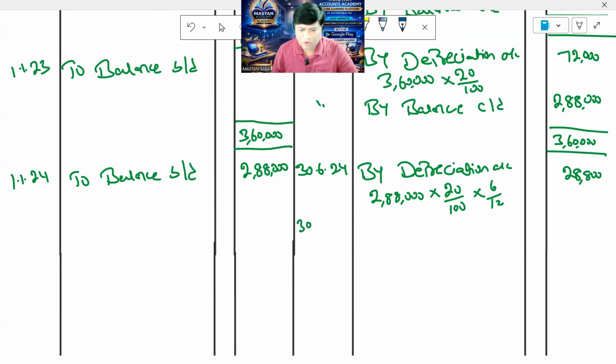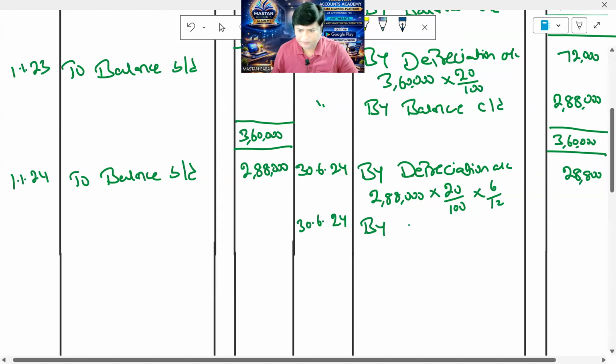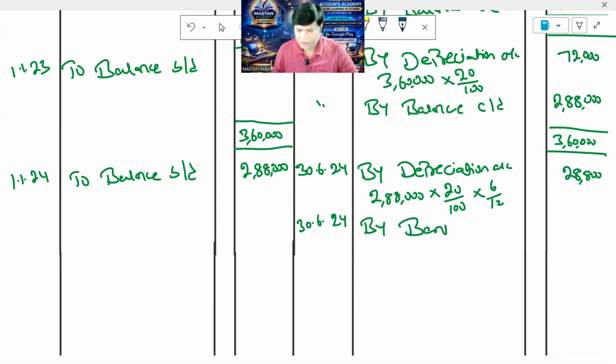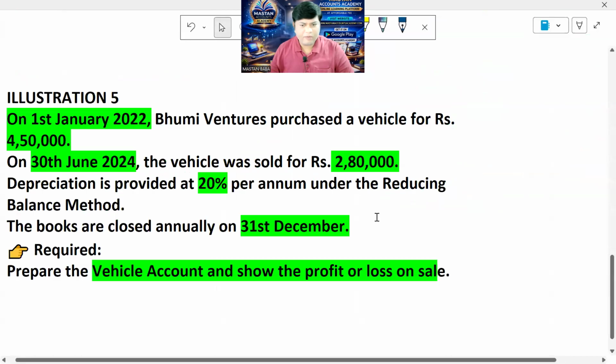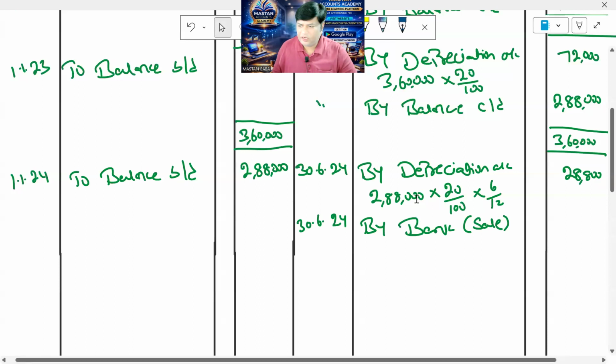Immediately write the sold value, 30th June 24 by bank, within bracket write sale value. The sale value I think is 2,80,000. Just for confirmation, I'm repeating once again. 2,80,000. So I'm writing 2,80,000 on the credit side.